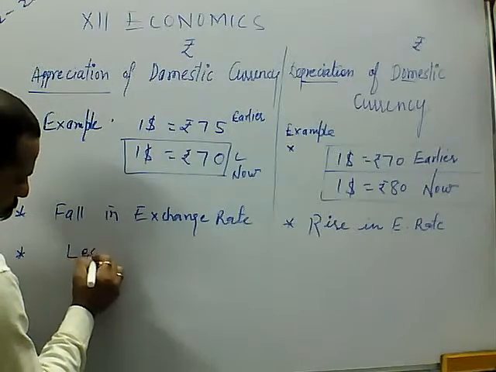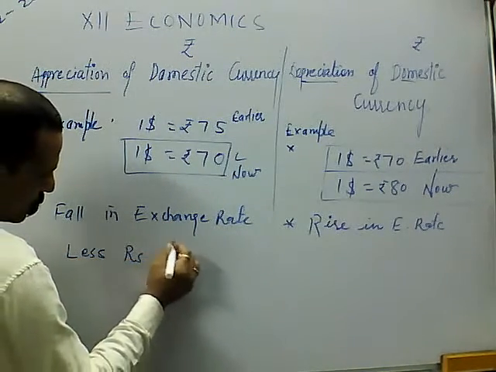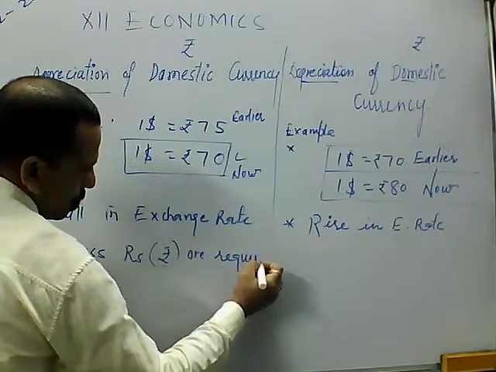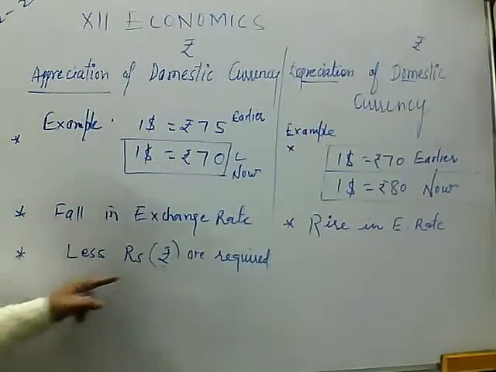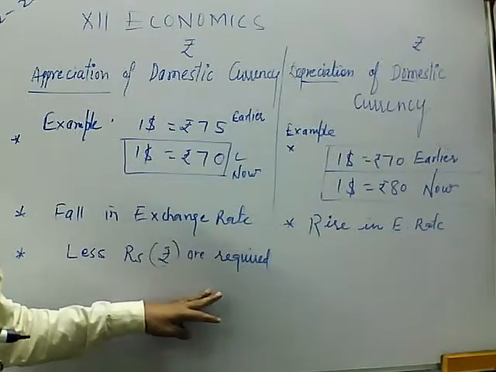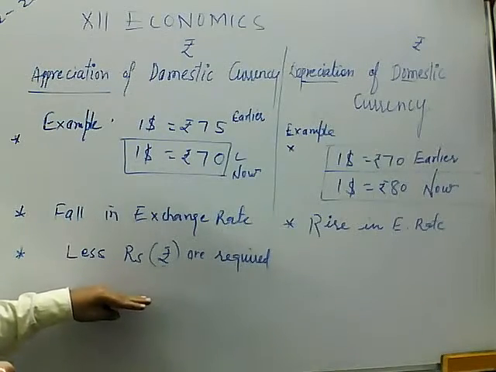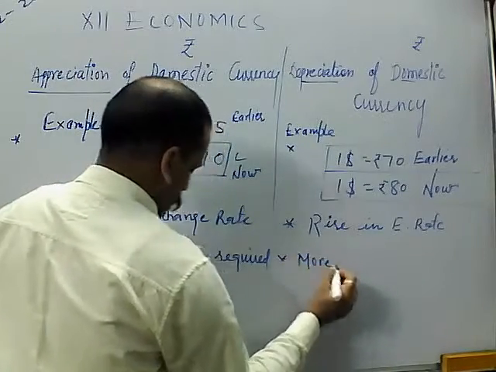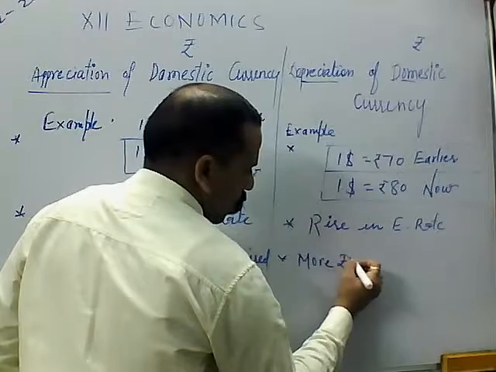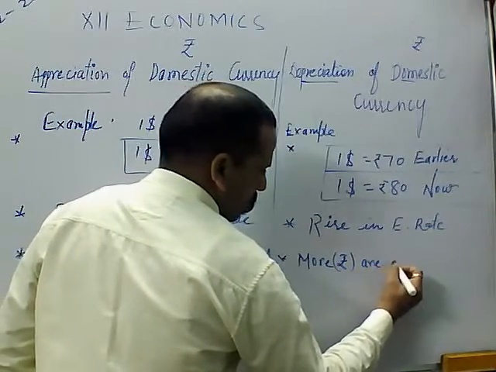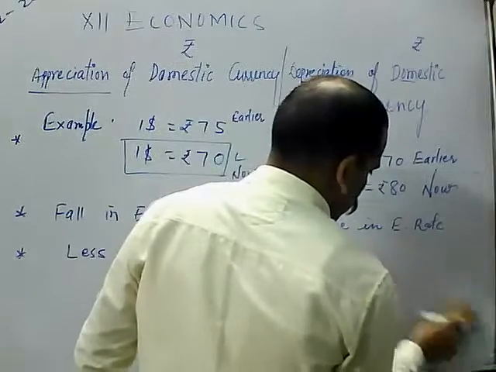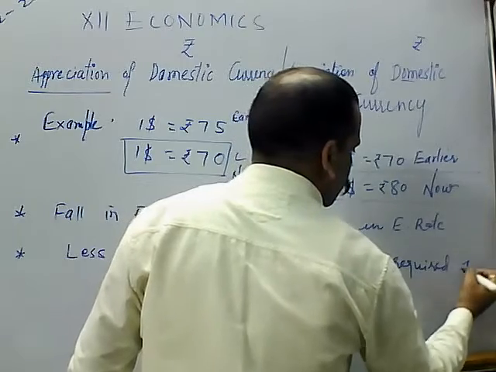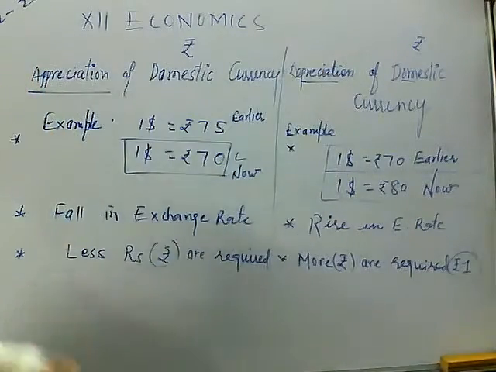So here less rupees are required. If you want to purchase this, then less rupees are required to buy $1. And here we can say more rupees are required to get $1. Okay, to get $1. So third point.